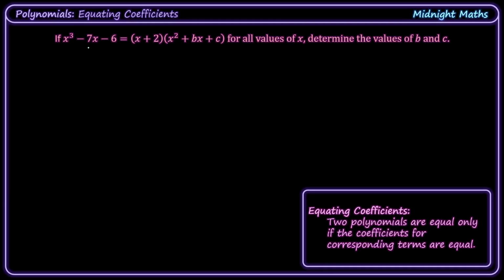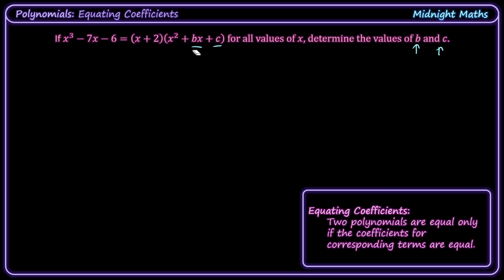x cubed minus 7x minus 6 equals (x plus 2)(x squared plus bx plus c) for all values of x, determine the values of b and c. What this question is actually asking us to do is solve for b and c out of this expression. But we know that b and c are two different variables, and at the moment we have just one equation.